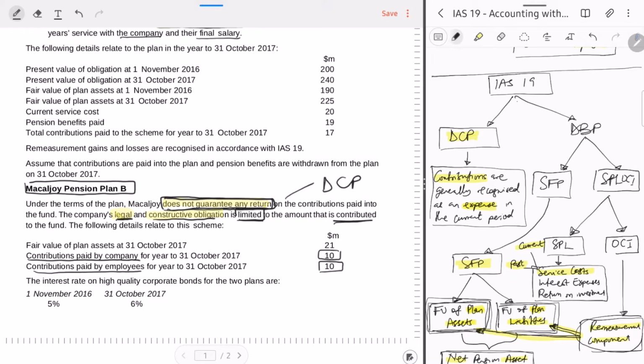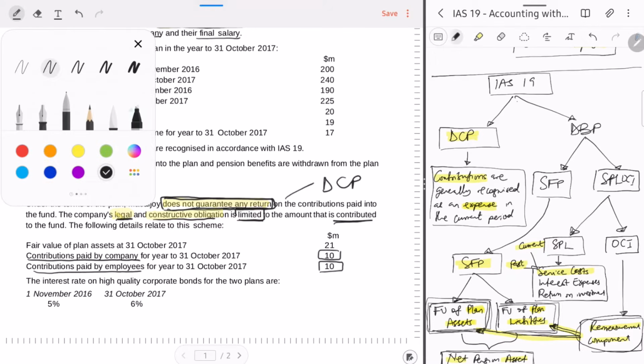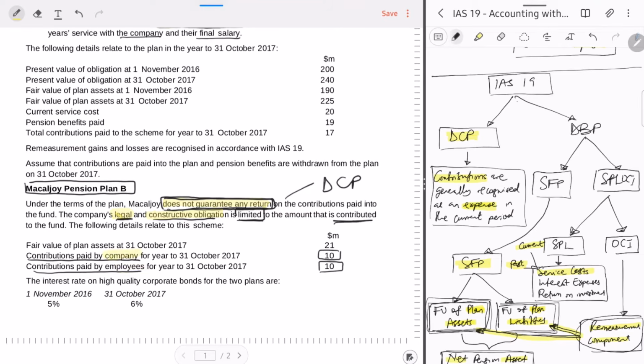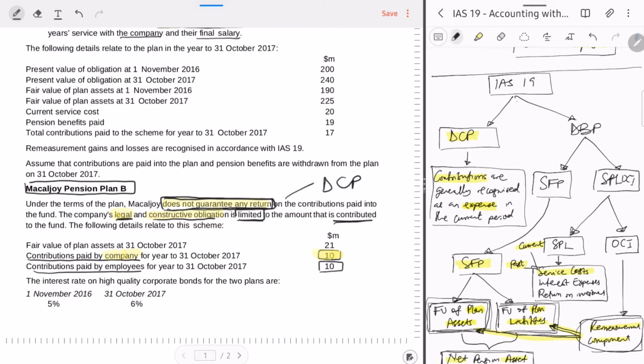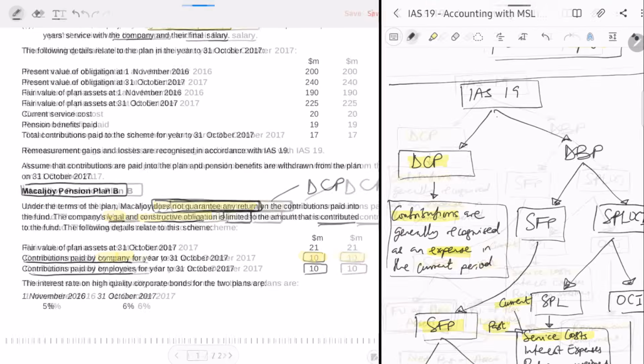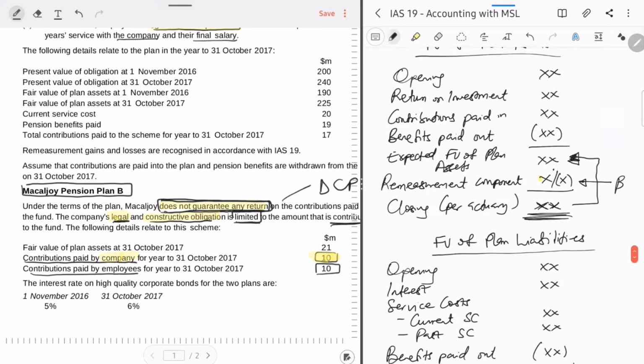And the defined contribution plan is a contribution paid by the employer, by the company, by the employer, this 10 million, that will be recognized as an expense. What will be paid by the employee will be deducted from the employee's salary when they are paying them their benefit for the period. So this is not a cost to the employer. It's just how much the employer paid. This 10 million will be recognized in P&L. Take note, you don't recognize the employee's contribution. It's the employer's contribution that's a cost to the company, right?